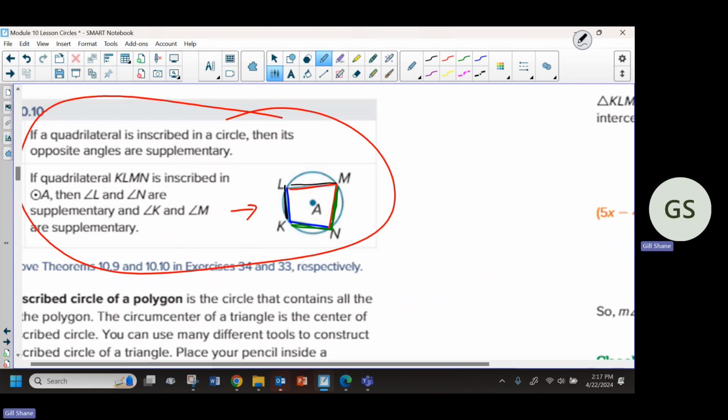Again, now there's no diameters. There's no other information that it's not a parallelogram. A lot of kids maybe thought it was a parallelogram. It's not a parallelogram. We don't know anything about any lines being parallel.